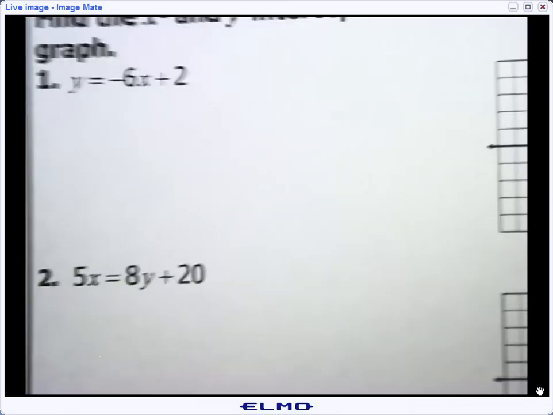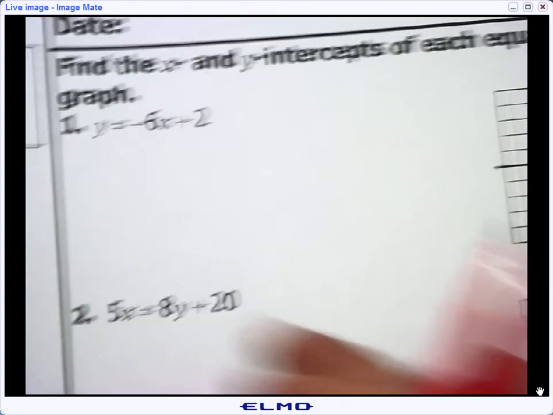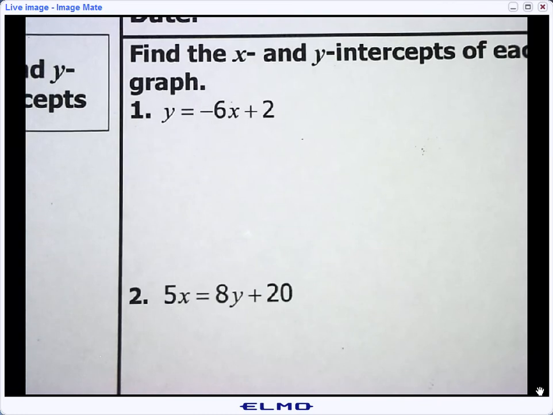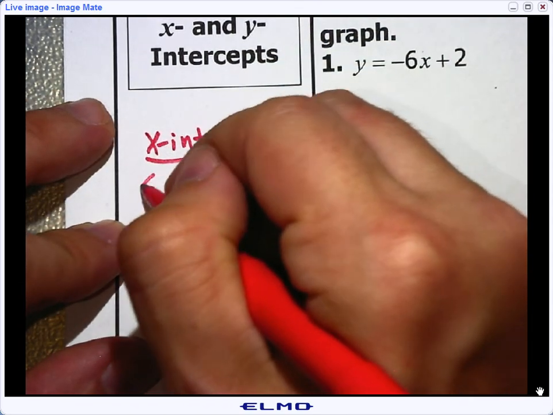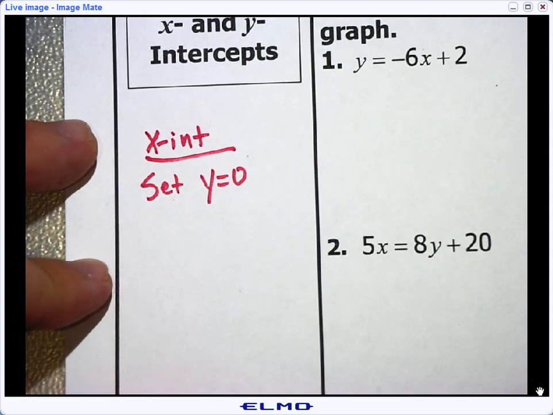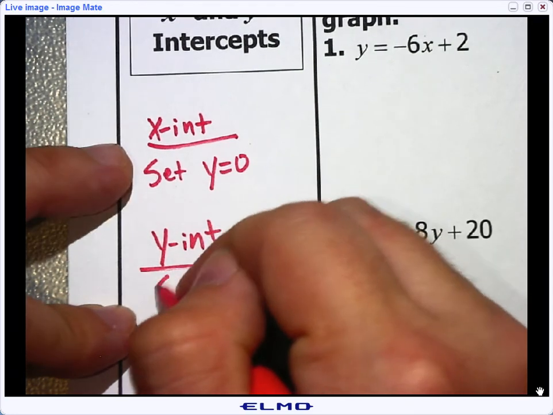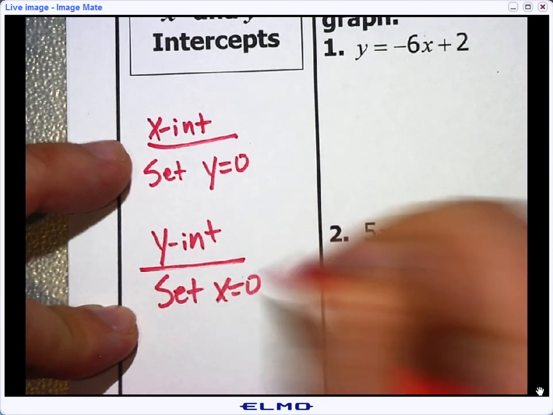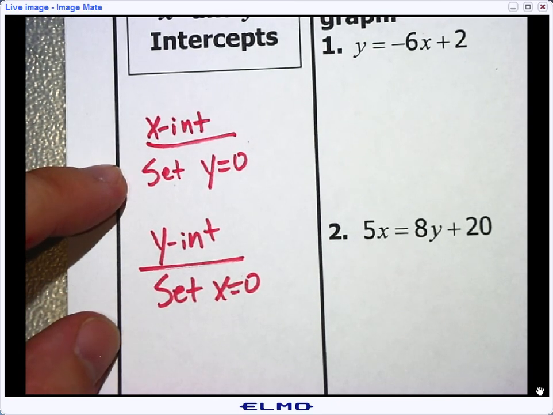All right, and there were two other problems here where they wanted me to find the x and the y intercepts. Remember I said we didn't have to worry about the graphing. I just wanted you to take these two equations and state the x and the y intercepts. To find the x intercept, you simply set y equal to 0 and solve the equation. To find the y intercept, you set the x equal to 0 and solve the equation.